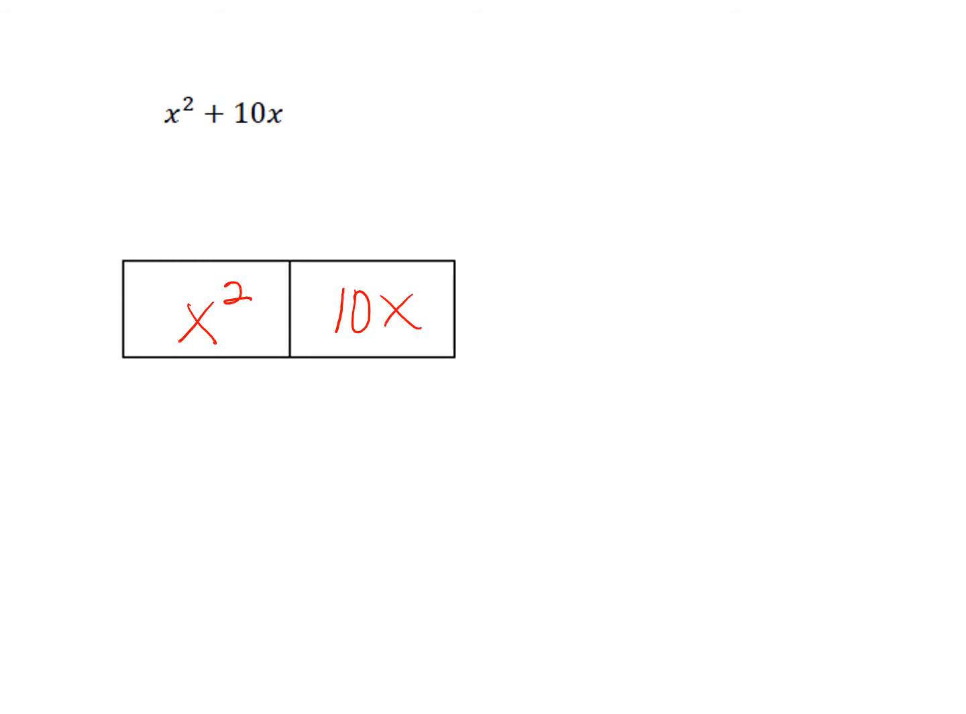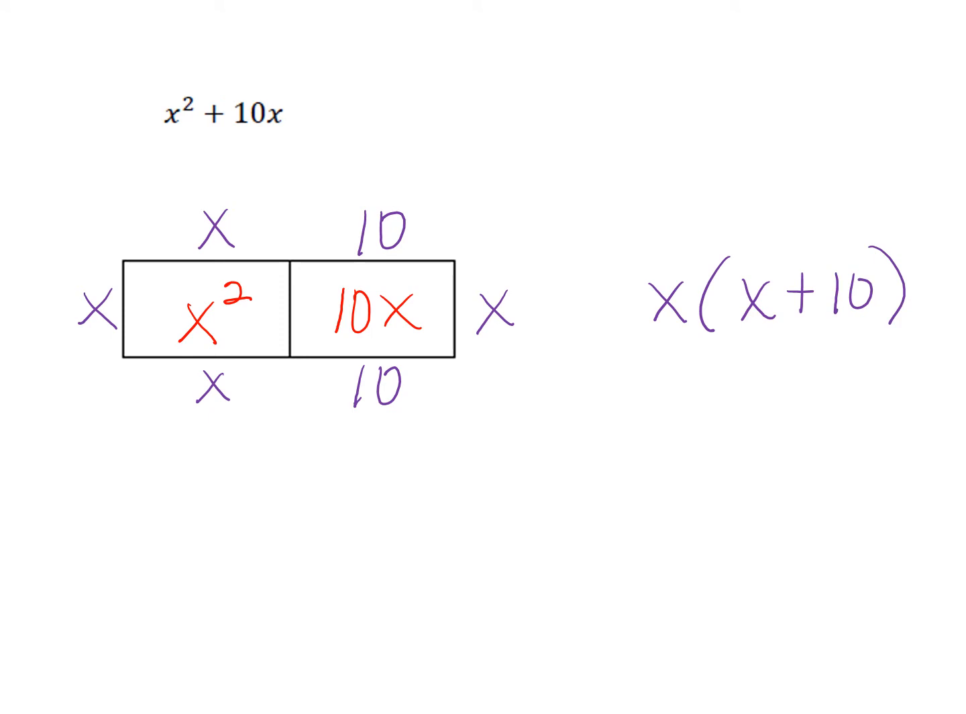What times what gives us x squared? It would be x times x. And if you would like to put on the bottom as well, you can. And over on the right. And then x times what gives me 10x? That would be a 10. Again, you can fill it in on the top and the bottom. So my 2 factors, one side is x, the other side is x plus 10. So again, we were taking out the greatest common factor is another way to phrase this.